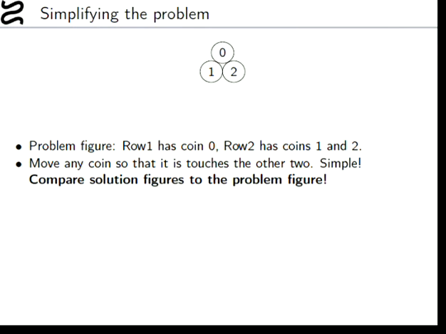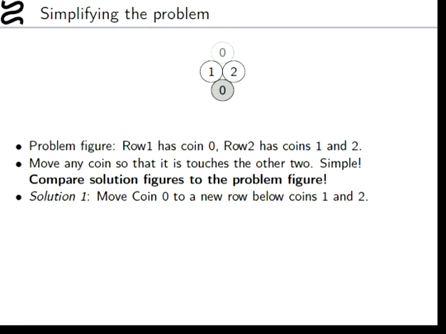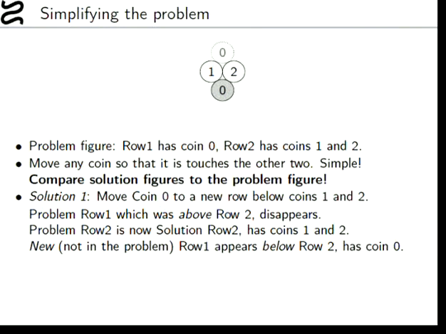This solution is very simple and very obvious. Move any coin so that it touches the other 2 coins. Now remember to compare the solution figures shown next to the original problem figure. The first solution moves coin 0 to a new row below coins 1 and 2. Problem row 1, which was above row 2, disappears. Problem row 2 is now solution row 2, and contains coins 1 and 2. New row 1, that never existed in the problem, appears below row 2 and has coin 0 in the solution.